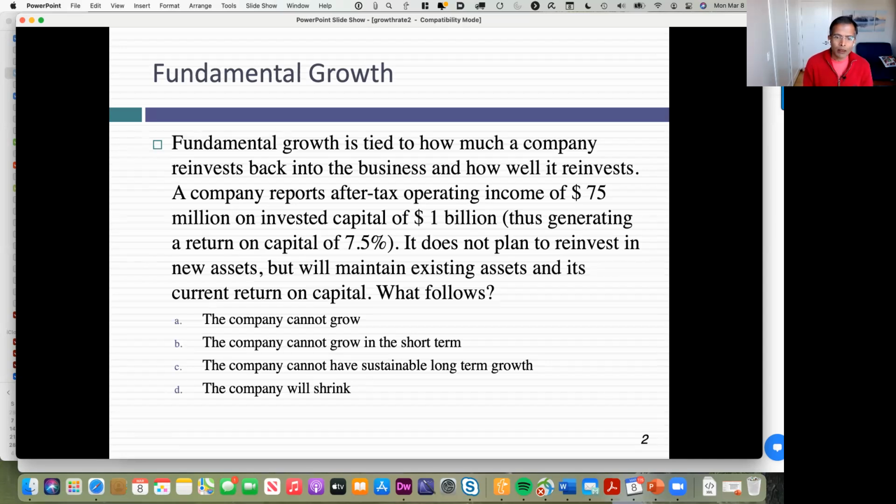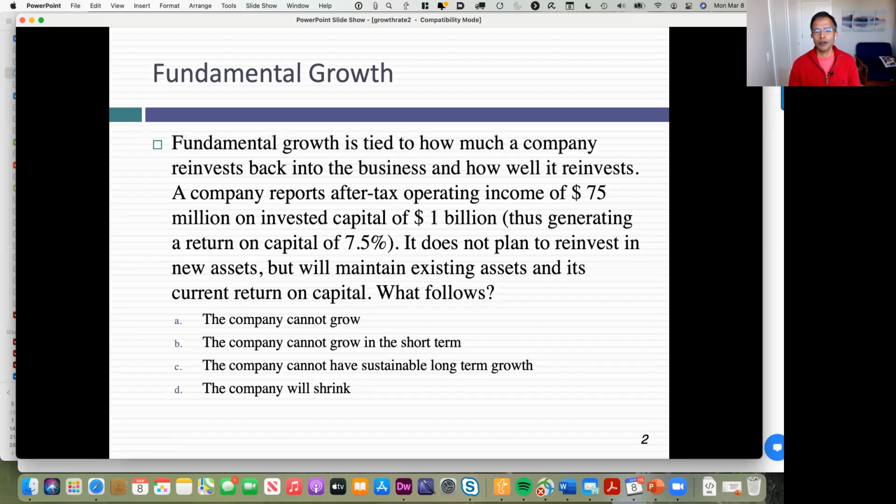So let's start today's session with a very simple test. I'm going to pick on one of you. Let's see, Parth, you're going to be the one on the spot here. So you have a company. The company has $1 billion in invested capital. You know what invested capital is? The total amount invested in the business right now. It's making a 7.5% return on that invested capital, 75 million. This company tells you point blank they're never going to reinvest from this day on, but they're going to maintain their existing assets, and they're going to keep the return on capital at existing levels.